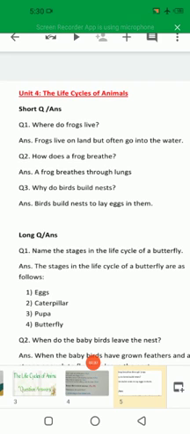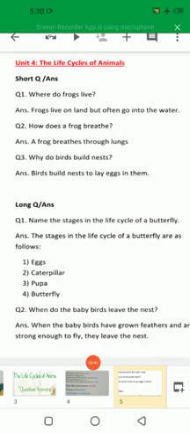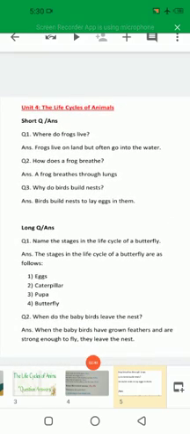Last short question is why do birds build nests? And the answer is birds build nests to lay eggs in them. Now come to the long question answers. First long question is name the stages in the life cycle of a butterfly. Answer is the stages in the life cycle of a butterfly are as follows: eggs, caterpillar, pupa, and butterfly.